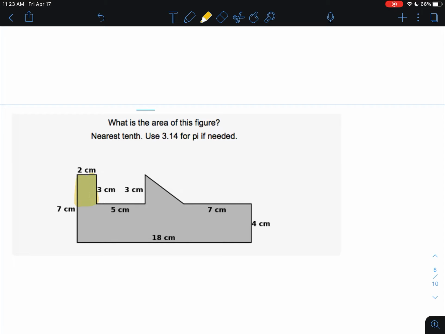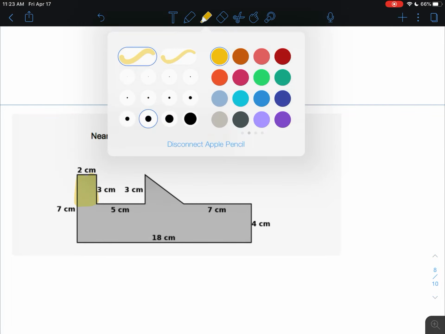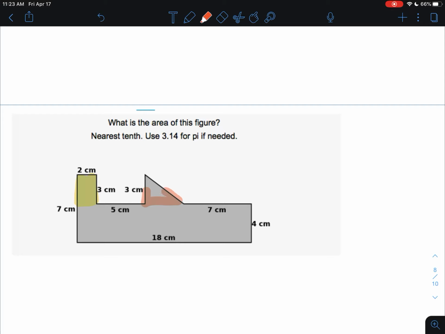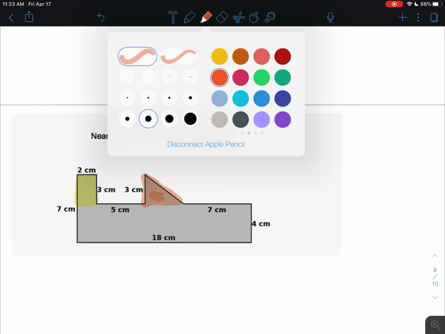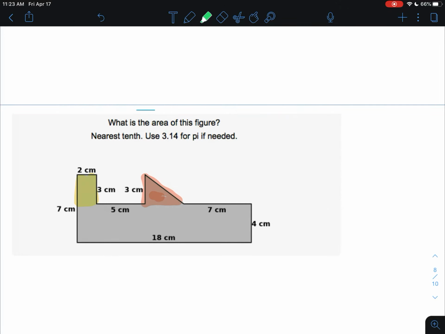look at this little rectangle right here, which is a 2x3. Then maybe look at the triangle here. And it looks like we're missing a little bit of information, but we can find that. We'll get that information here in just a second. And then look at just this one big rectangle here.